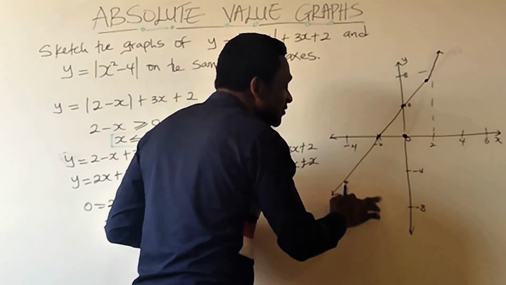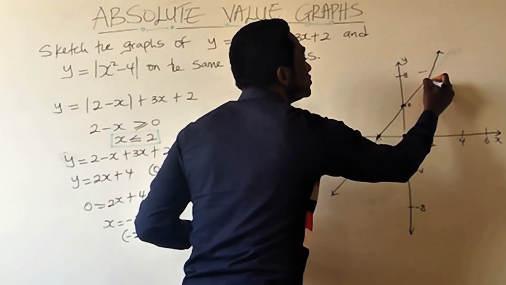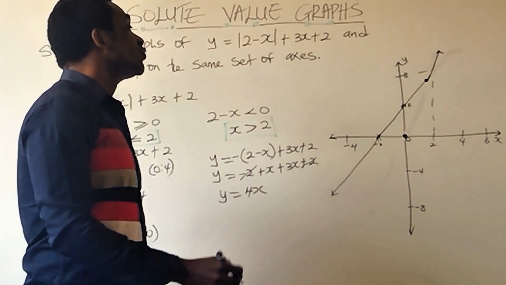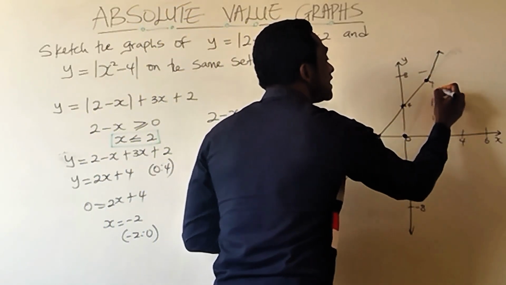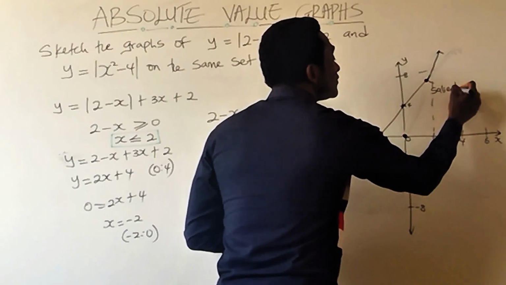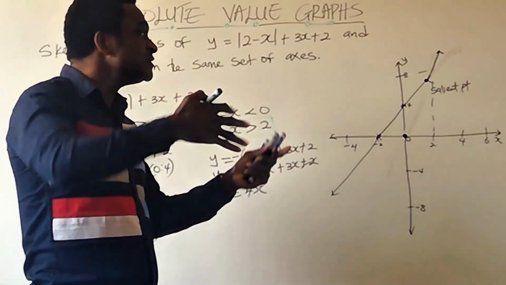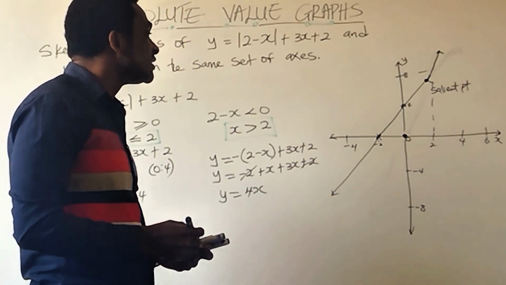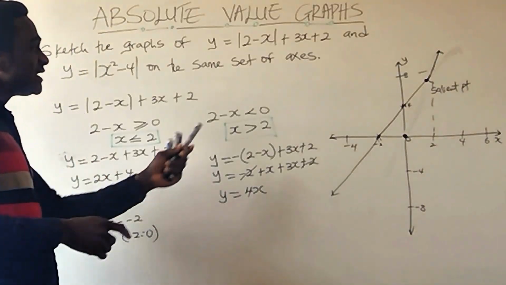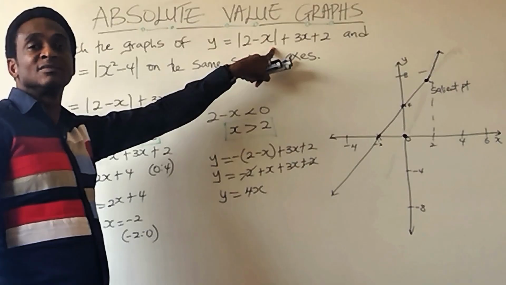Absolute value graphs depend on these restrictions. So this will only be my graph. What we have here, where the two graphs meet, is what we call a salient point. It is more like the point of intersection, but because there are restrictions, the other part is gone, so we refer to it as the salient point. So that is our graph for this first function.